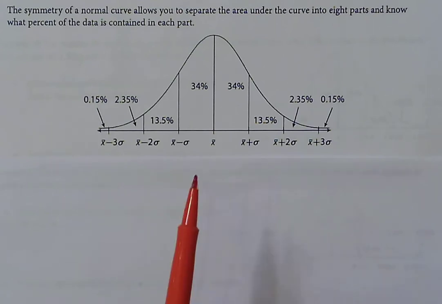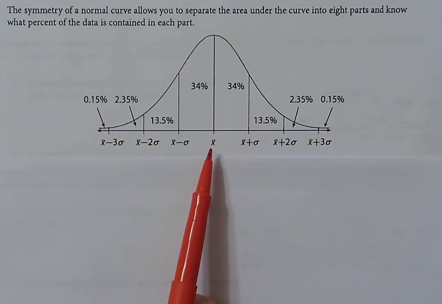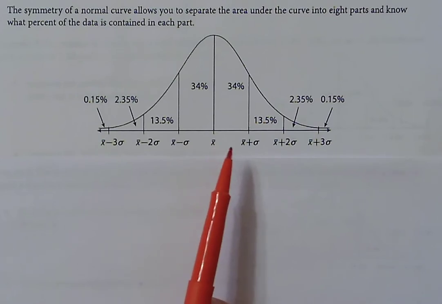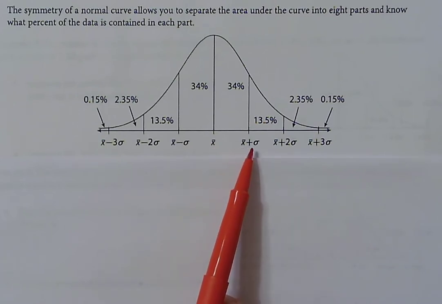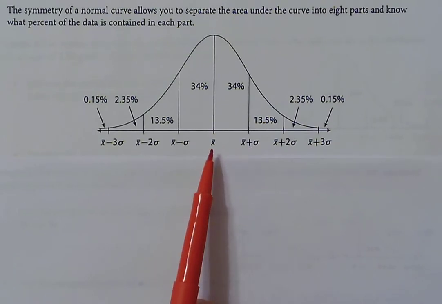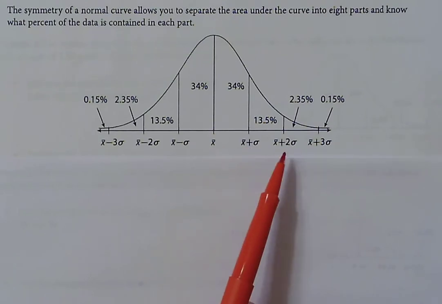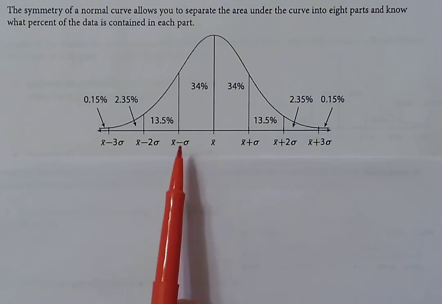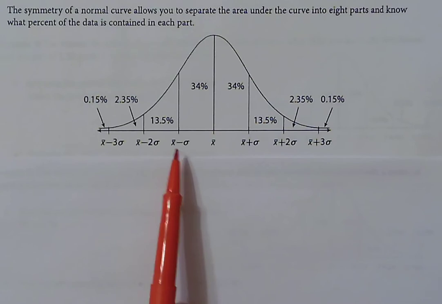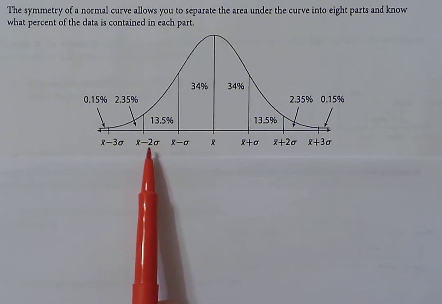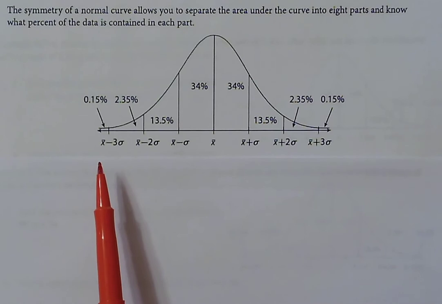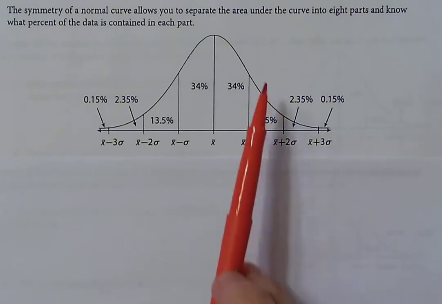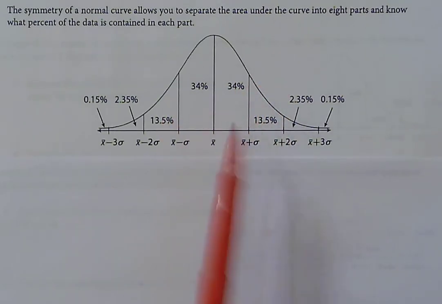Now, a few things to indicate. This x with the bar above it indicates the mean. The x plus this symbol right here is going to indicate the mean plus 1 standard deviation, plus 2 standard deviations, plus 3. On this side, it's minus 1 standard deviation, minus 2 standard deviations, and then minus 3 standard deviations. So we're going to use this normal curve to help us go through our problems for today.